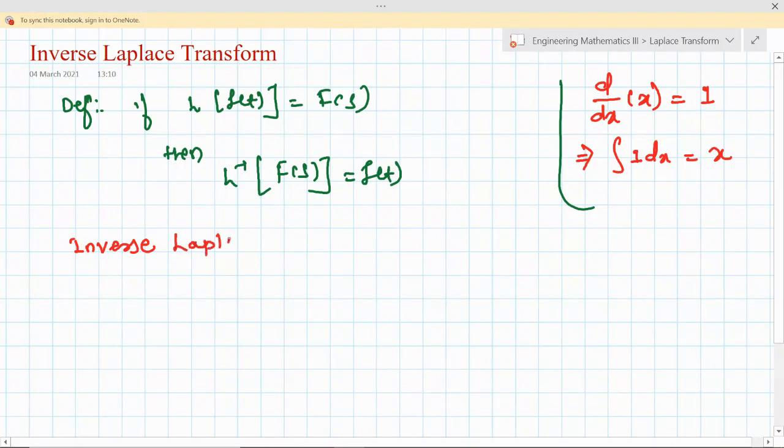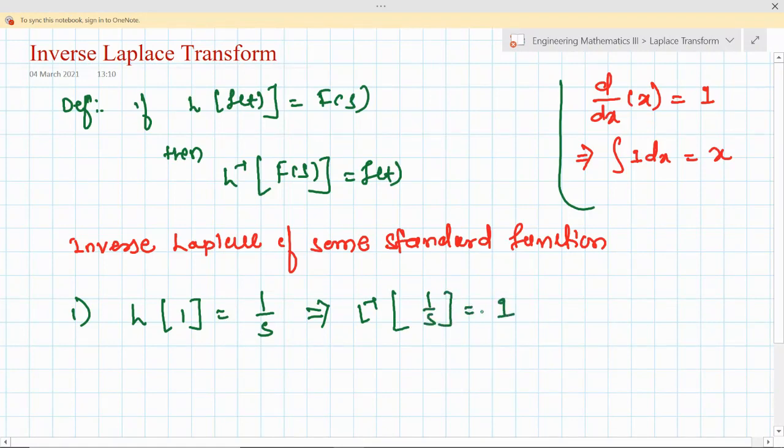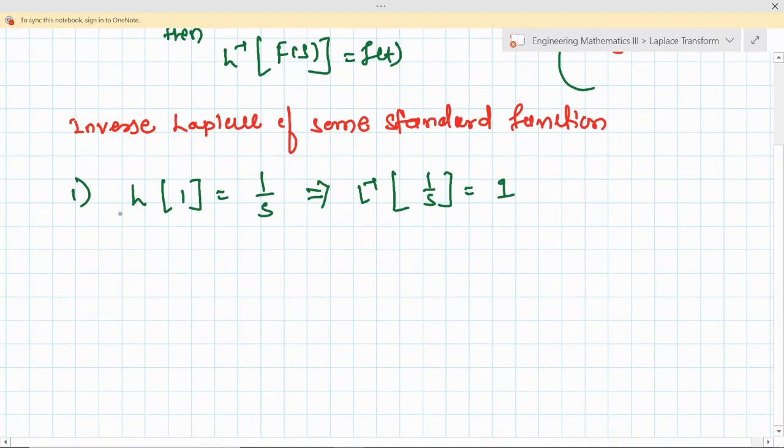From the inverse Laplace of some standard functions, you can easily understand how the process actually works. We have seen the Laplace of some standard functions, so with that understanding, we are going to construct the results for inverse Laplace also. The very first result that we have seen: Laplace of 1 is equal to 1 upon s. Therefore, the inverse Laplace of 1 upon s is nothing but 1. Isn't it? So these are inverses of each other.